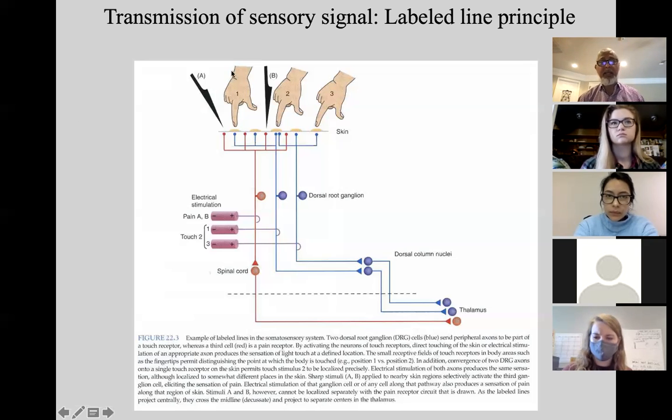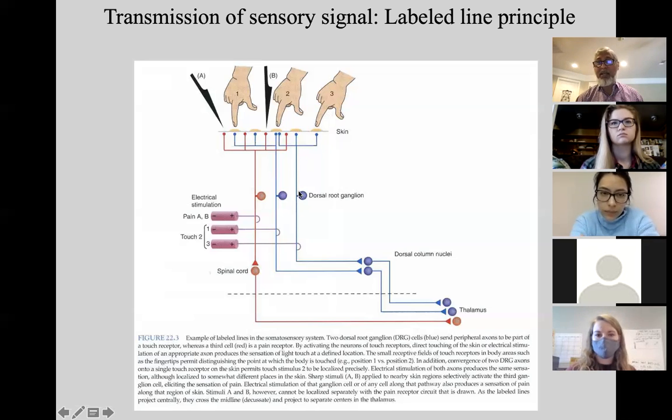So just to explain it with this diagram. This is a strip of the skin, right? And you are touching here or here or here. Okay, so two neurons are carrying this touch sensation. One is this one.